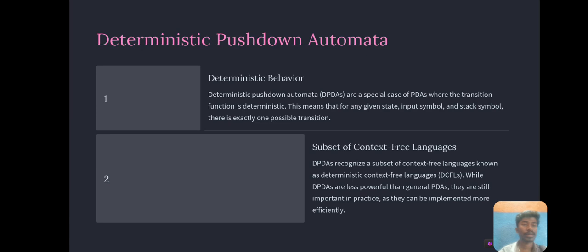Subset of context-free language. DPDAs or deterministic pushdown automata recognize a subset of context-free languages known as deterministic context-free languages. While DPDAs are less powerful than general PDAs, they are still important in practice as they can be implemented more efficiently.